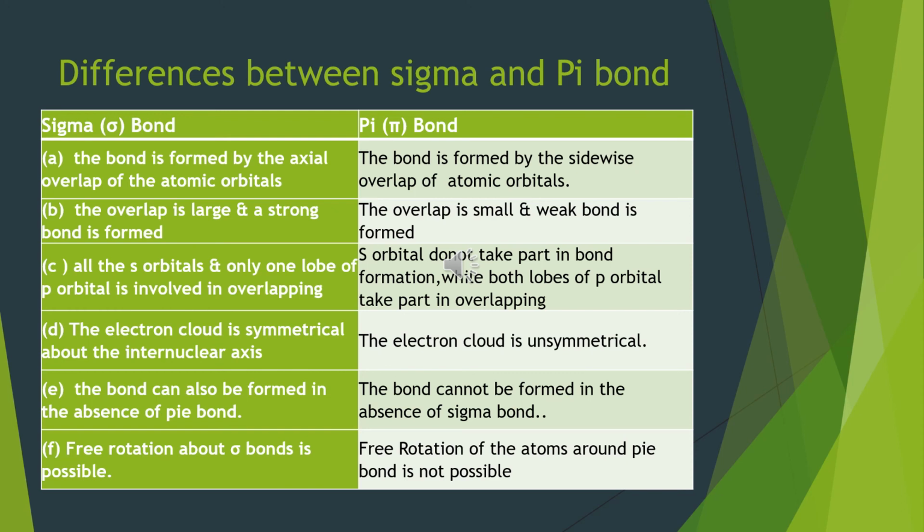In sigma bonding, the electron cloud is symmetrical about the internuclear axis, but in pi bond, the electron cloud is unsymmetrical. So the sigma bond can also be formed in the absence of pi bond. The pi bond cannot be formed in the absence of sigma bond. And free rotation about sigma bond is possible, and free rotation of the atoms around pi bond is not possible.